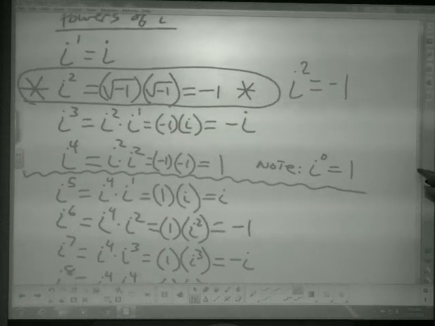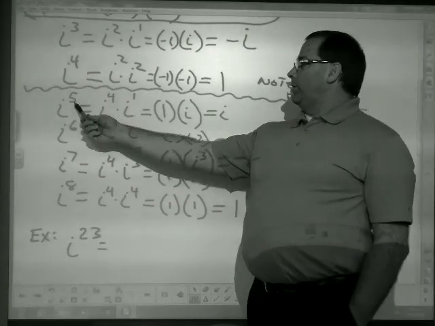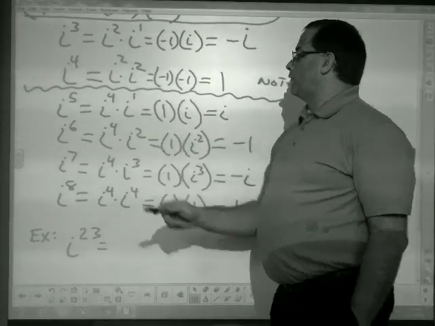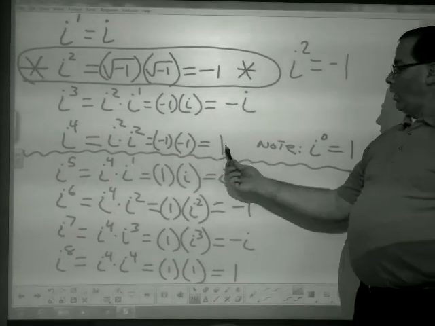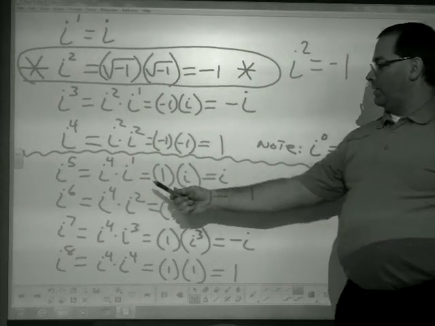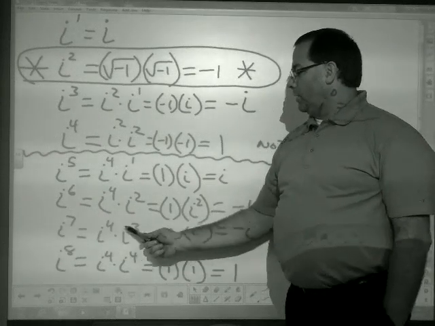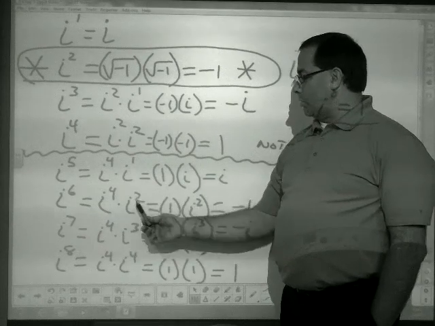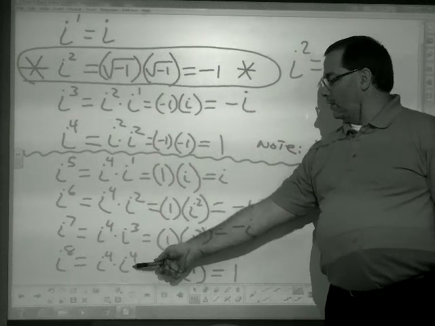And so where are we going with this? Well, let's take a look at some higher powers. All right, I to the 5th. Can I write that as I to the 4th times I to the 1st? Well, I to the 4th is 1 times I to the 1st is I, so I to the 5th is I. I to the 6th, that's I to the 4th times I squared. I to the 7th, I to the 4th times I cubed. I to the 8th, I to the 4th times I to the 4th. Notice all of these are I to the 4th times something. And this is I to the 1st, I to the 2nd, I to the 3rd, I to the 4th.